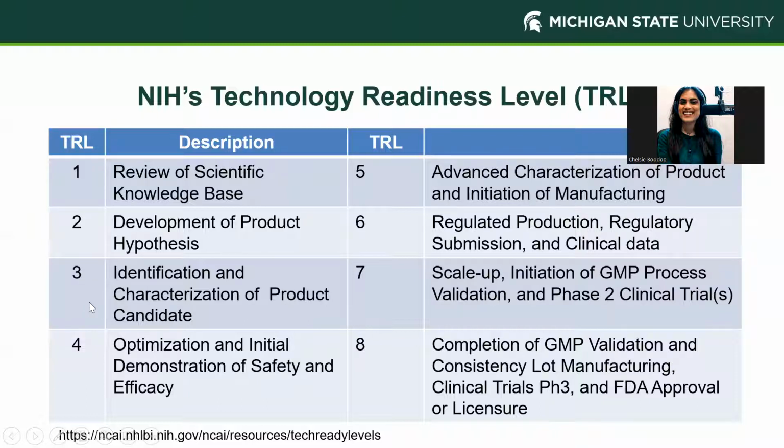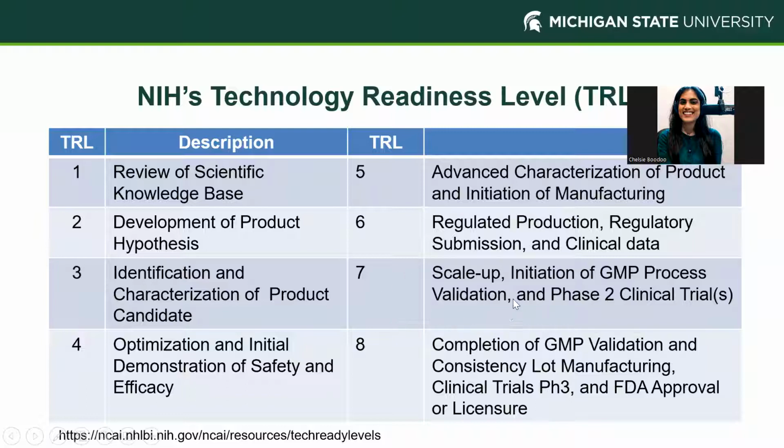TRL 3 is identifying the characterization of the product and identifying your experiments. For TRL 4, you're trying to optimize. You're demonstrating now the safety and efficacy of your technology. TRL 5, now you're advancing your product from initiation to manufacturing, like you're looking at scale-up. TRL 6, you start looking at clinical trials, if it is a diagnostic for health, and also looking at regulatory guidelines.